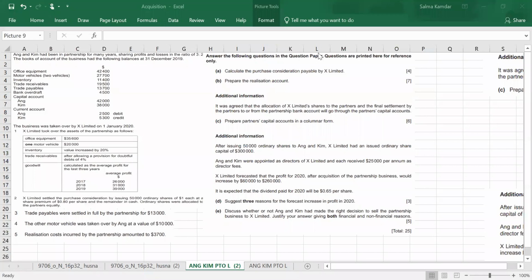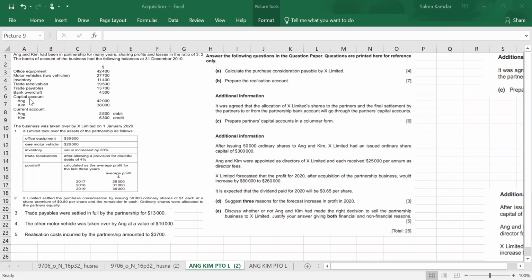And we are doing acquisition of the partnership firm by a limited company. My question says, Ang and Kim had been in partnership for many years and they share profits and losses in the ratio of 3:2. The books of accounts of the business has the following balances.